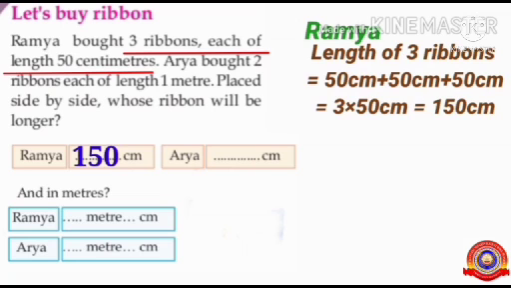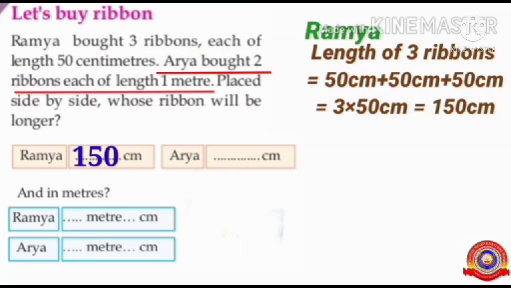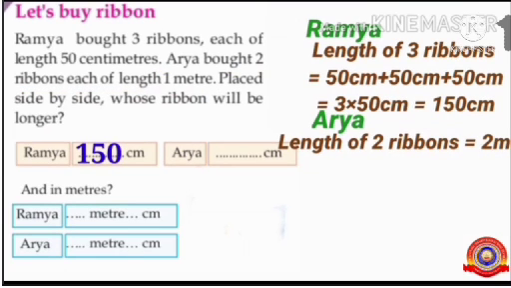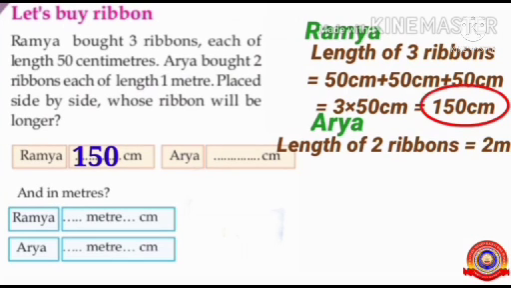You know that Arya bought 2 ribbons, each of length 1 meter. That means Arya bought 2 ribbons and length of one ribbon is 1 meter. Then what is the length of 2 ribbons? Yes, length of 2 ribbons equals 2 meters. Here we have to find out whose ribbon will be longer. See children, here one measurement is in centimeter and the other one is in meter.